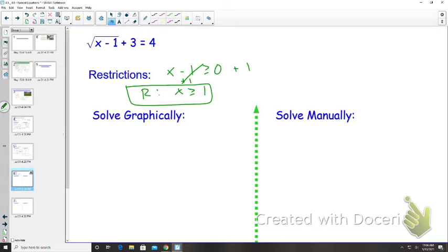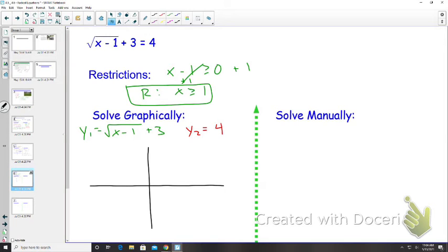Okay, so now let's go ahead and solve this graphically. So my y1 is going to be root of x minus 1, and plus 3 is outside of the root. Okay, and my y2 is going to be 4. Okay, so you guys are able to use your calculator here, to graph, of course.